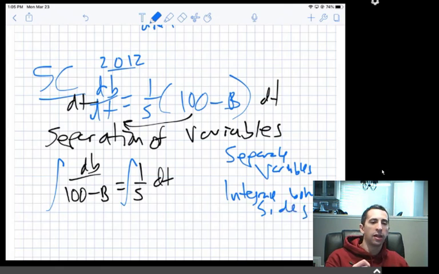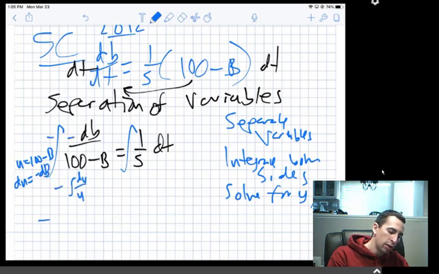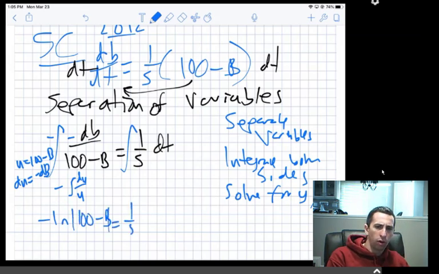Yeah, and that's the tricky part. And then we'll solve for the y, and in this case there's no y, it's just a b. Okay, so on the left side we do a simple u-sub, u is 100 minus b. So the du is a negative db, so we have to put a negative, so it's negative integral du over u. So we just get negative ln of 100 minus b is 1/5 t plus a constant c.